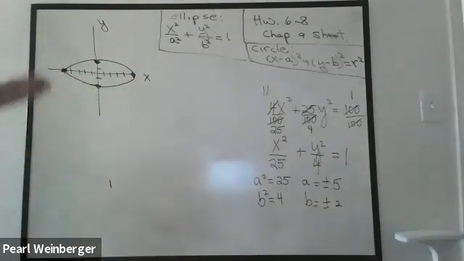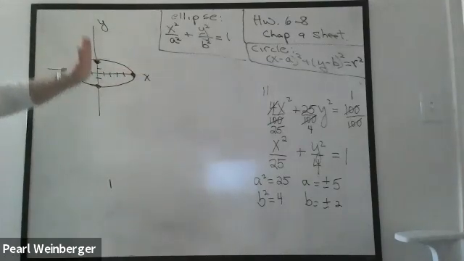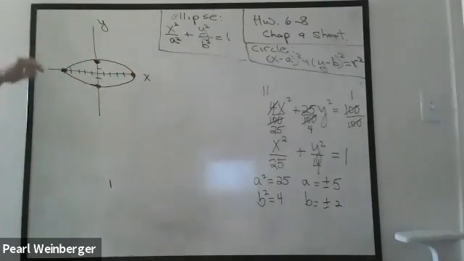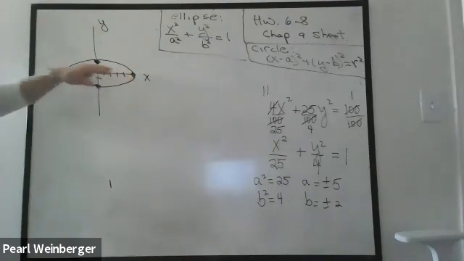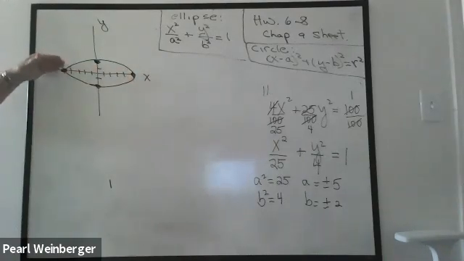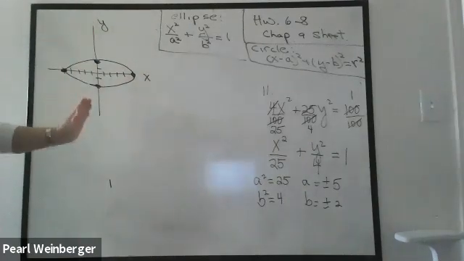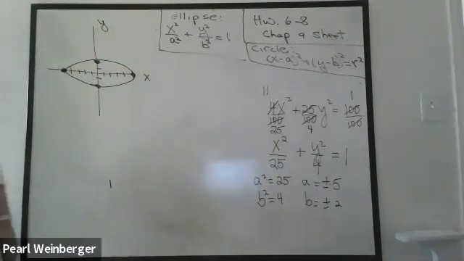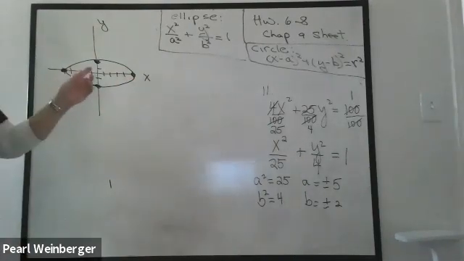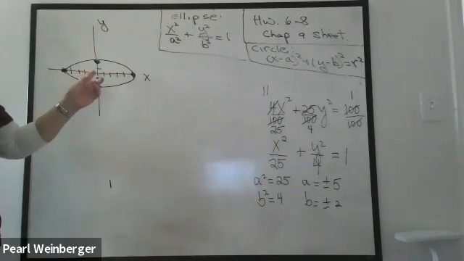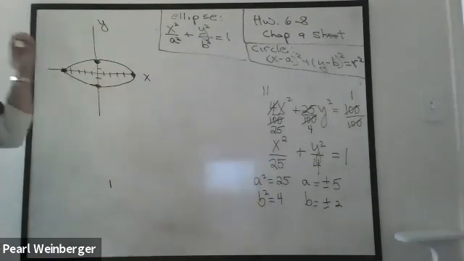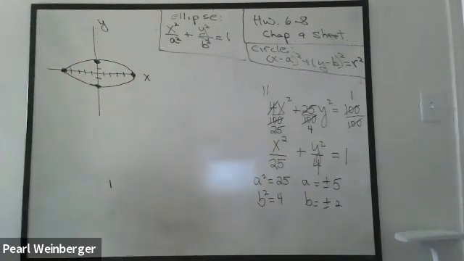Notice, in this case, my major axis is along the x-axis and my minor axis is along the y. Again, the major axis is horizontal and it's 10 units. The minor axis is vertical or along the y-axis and it's 4 units. So always double what the A and the B are, because the A and the B are telling you how much to go from the center to the edge, and the axis is from edge to edge.